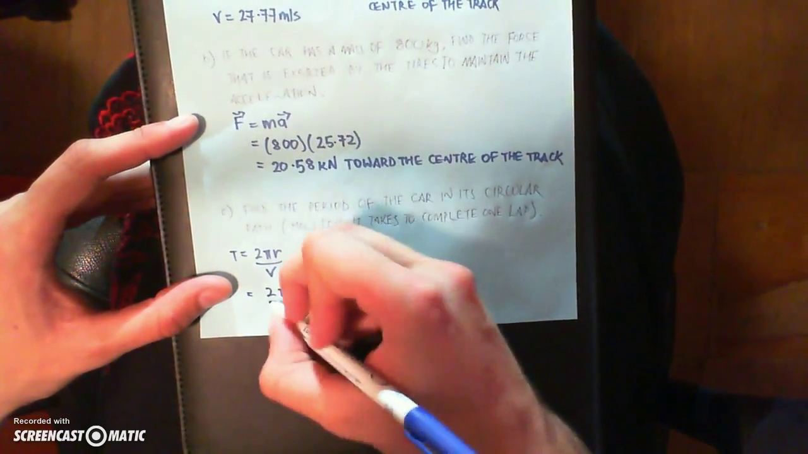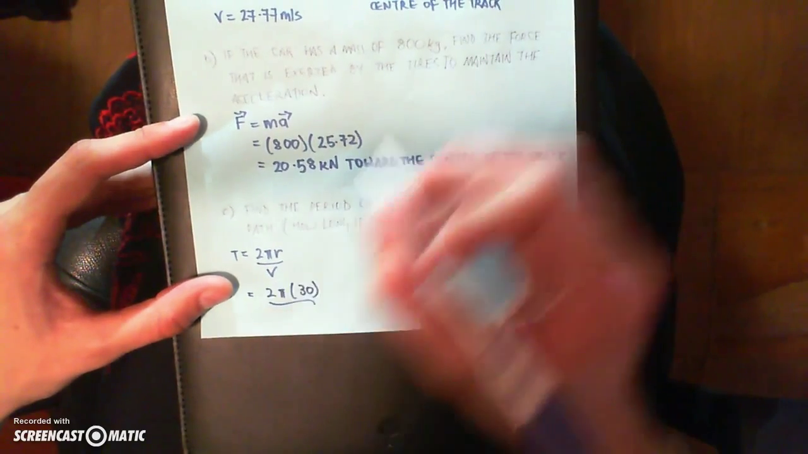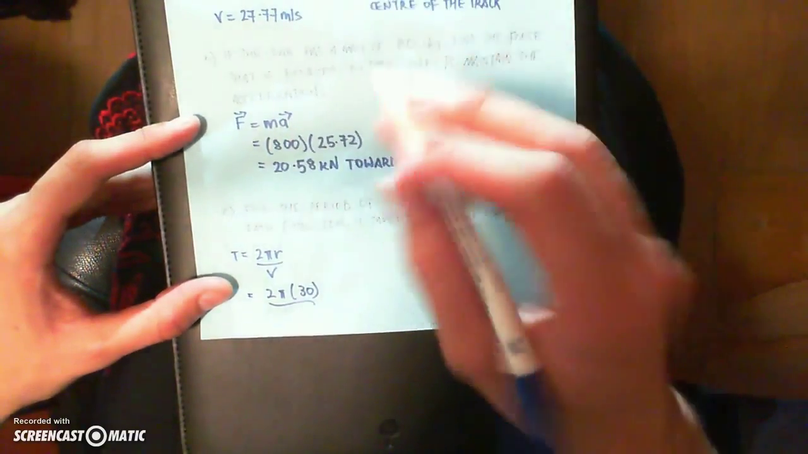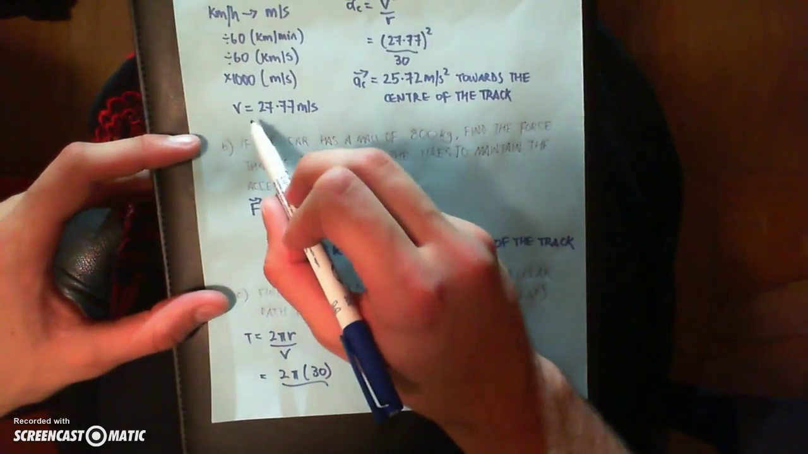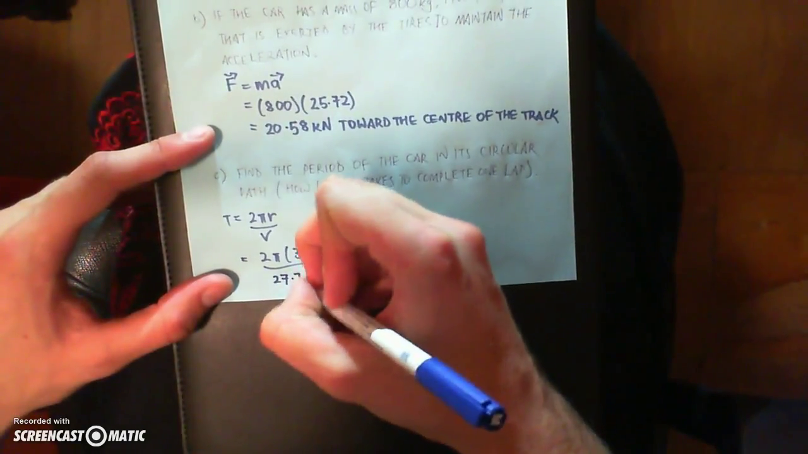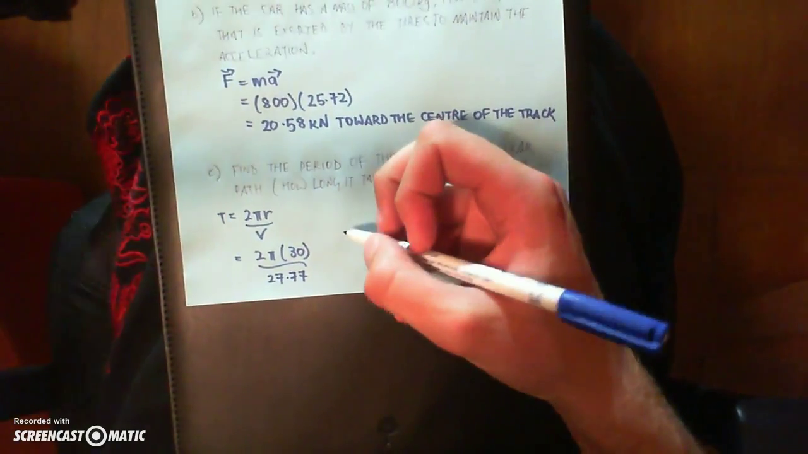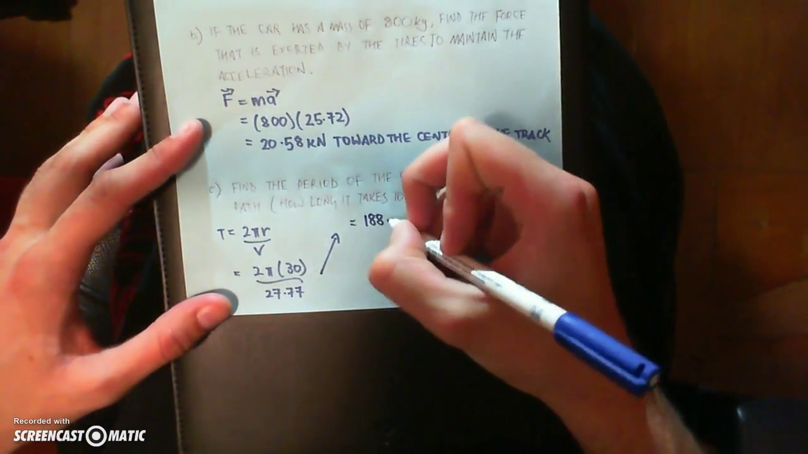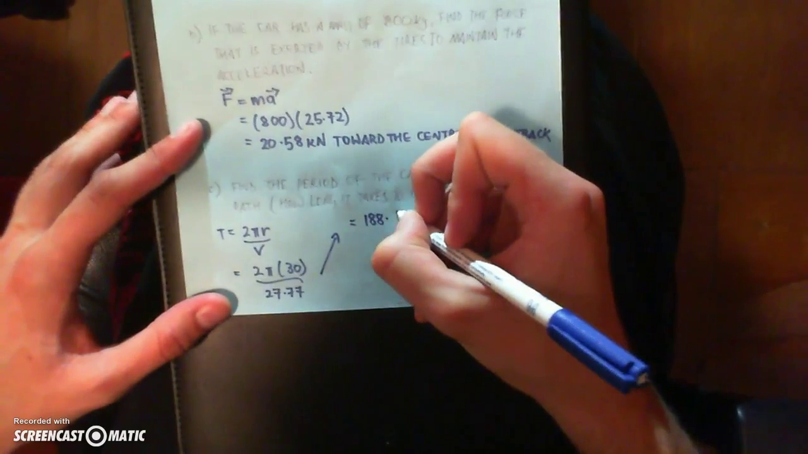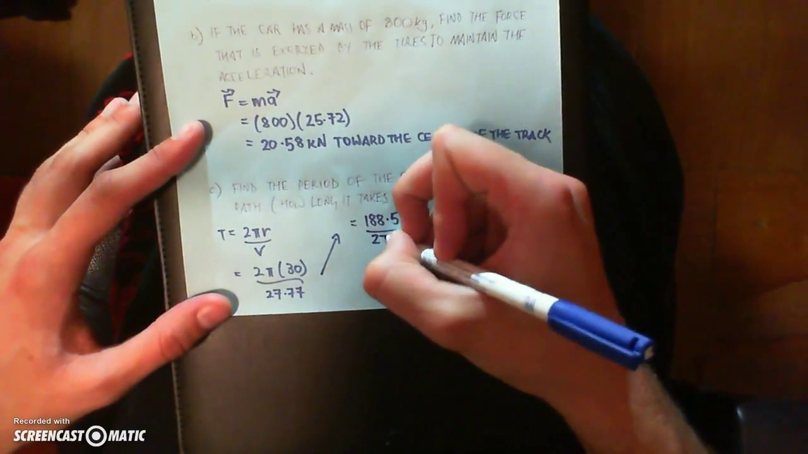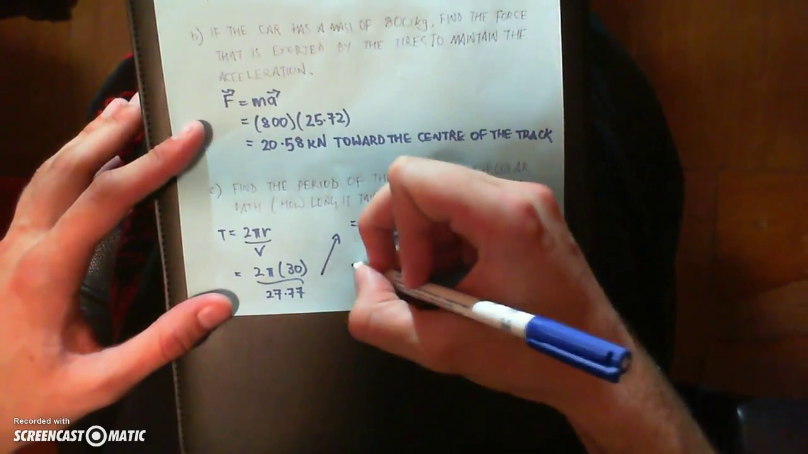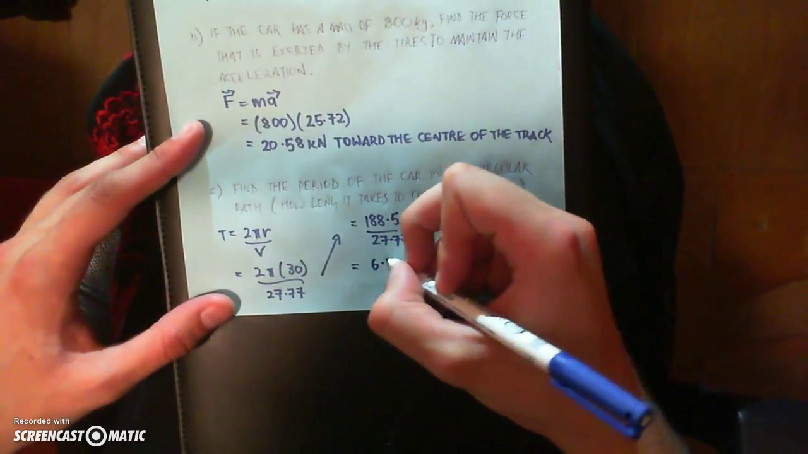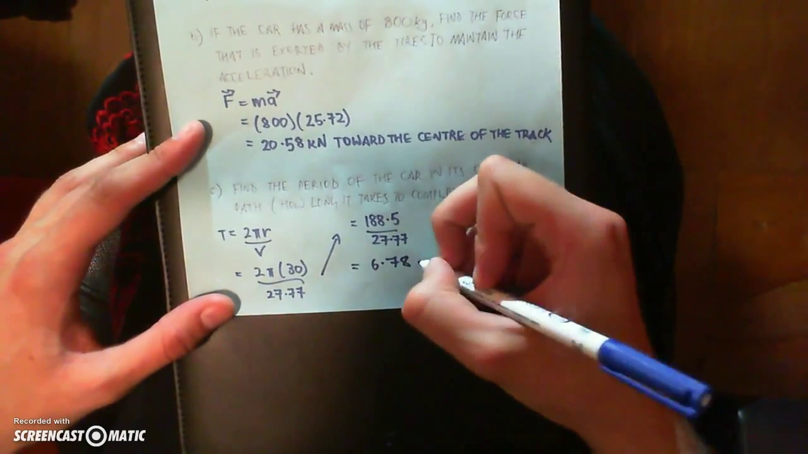So we can just substitute the values that we know. Radius being 30, and the velocity value being the converted value from 100 kilometers an hour, which is 27.77. Now, using our calculator, 188.5 over 27.77, which is equal to 6.78 seconds.